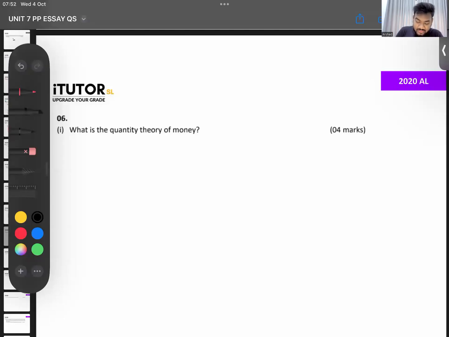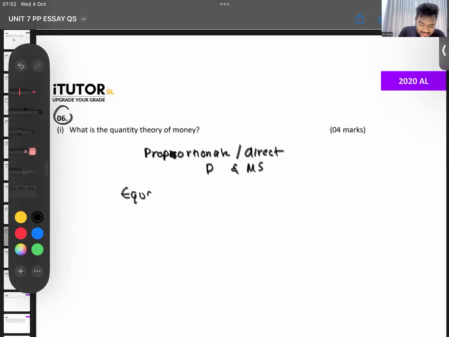Okay, so starting with the 2020 A-level question number 6. What is the quantity theory of money? Again, a question repeated in so many previous papers, no? So you can say the quantity theory of money talks about a proportionate relationship, or a direct relationship, between price level and money supply. So in order to explain this, they use the equation of exchange.